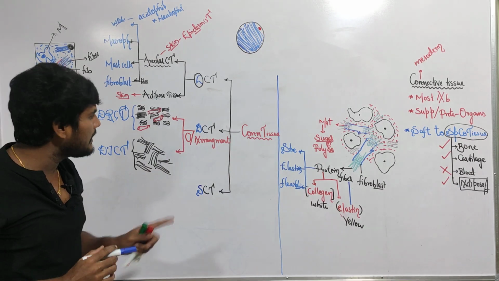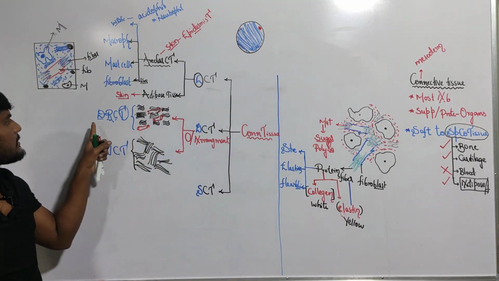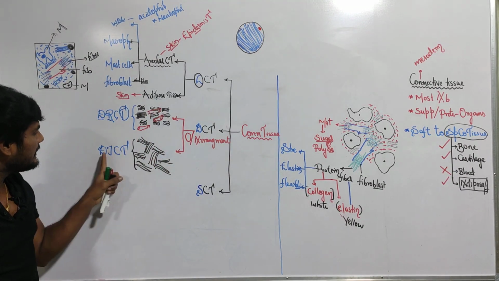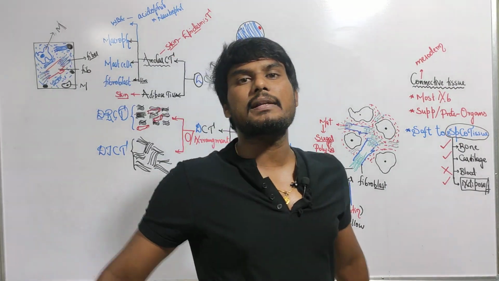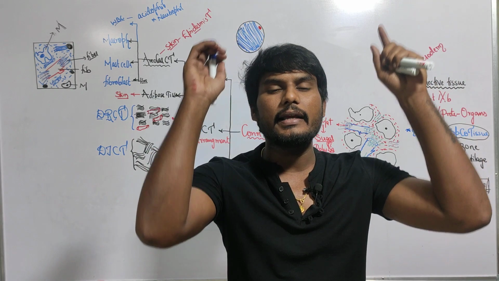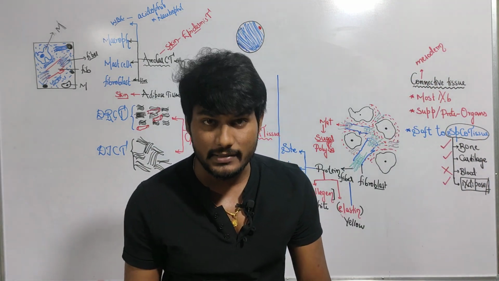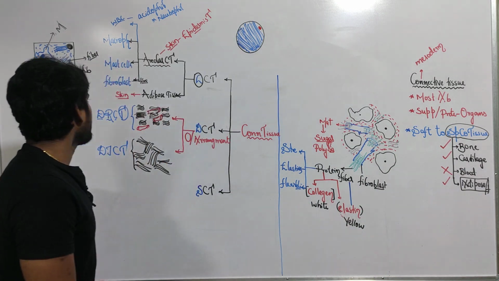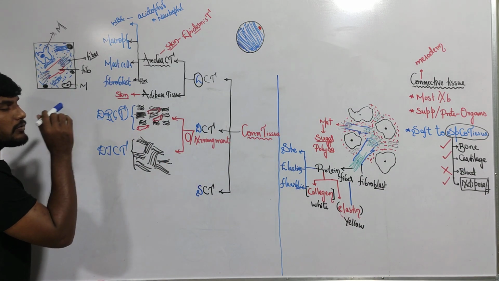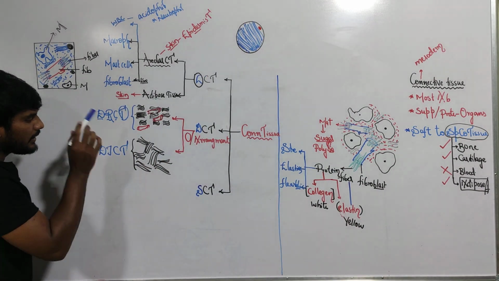So what I would like to say is, dense connective tissue is of two types, dense regular tissue and dense irregular tissue. Where will this dense regular connective tissue be present and where will this dense irregular connective tissue be present? That is the $1 million question.